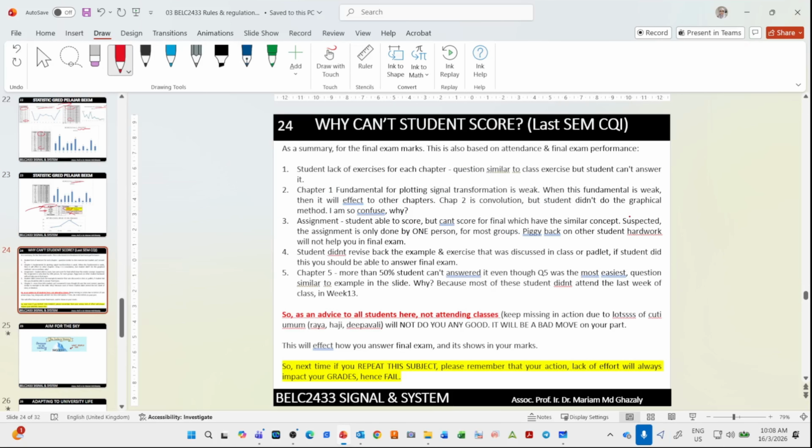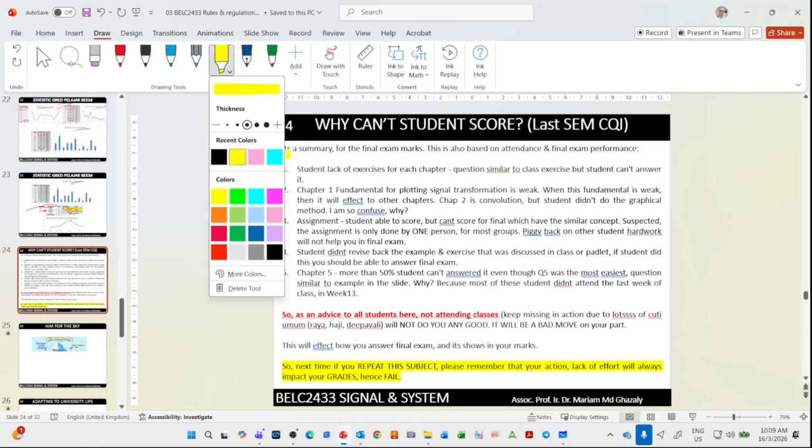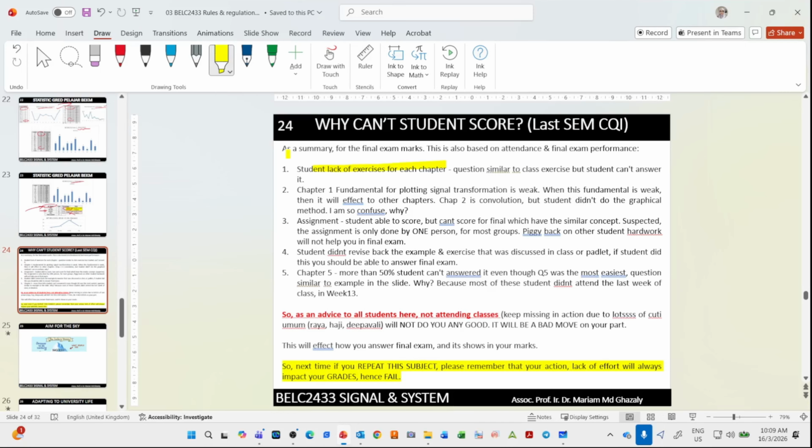Okay, last message on CQI. Students lack exercise for each chapter. You can see it's frustrating. The analysis that I did, after looking at why students fail, is that they didn't do the questions, so even though a similar question was in the exercise, they cannot answer. Chapter 1 fundamental: because the fundamental chapter was very weak, then chapter 1 and 2 convolution also students cannot answer, because it's related. Assignment, same thing.